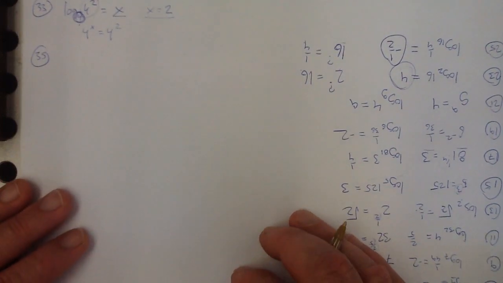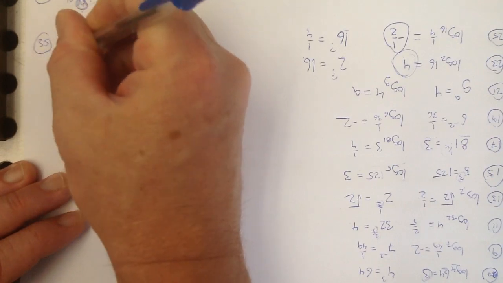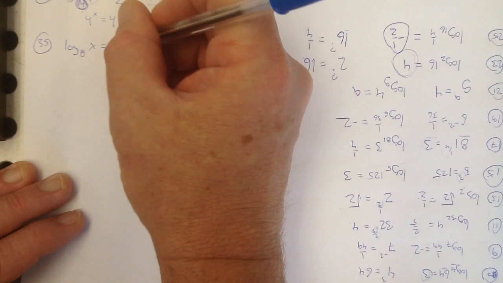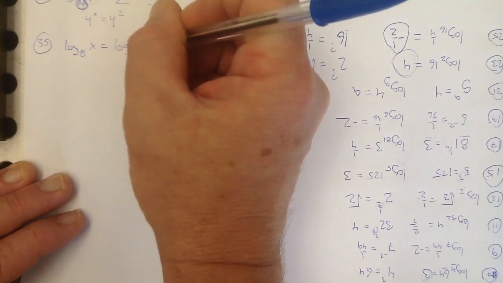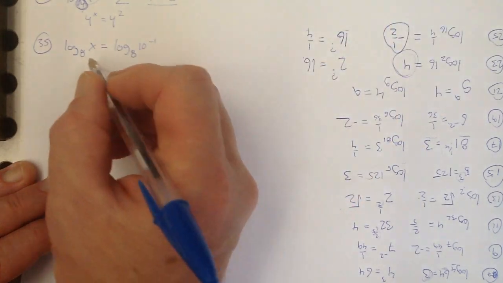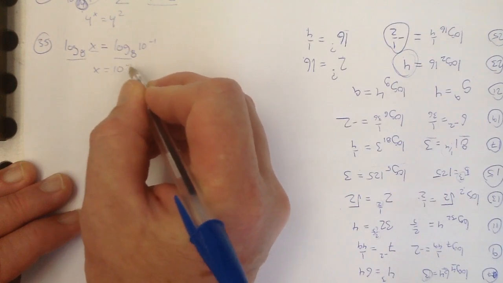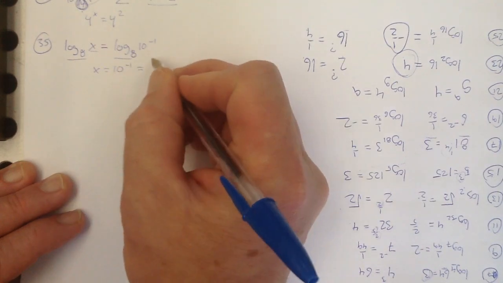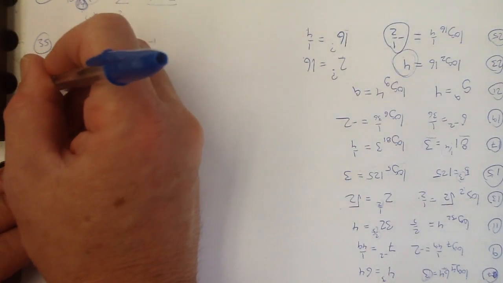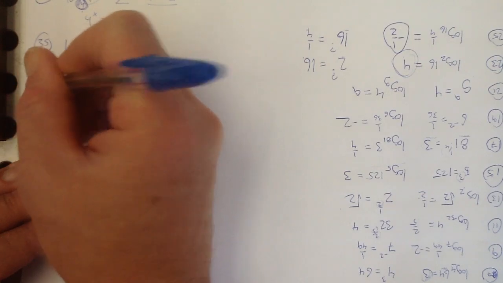If logarithms are very confusing and mysterious to you, these are problems that you want to practice more than one time. Because once you understand what's happening, it ain't that hard. If I have log base 8 of something equals log base 8 of something, then they must just be equal, and 10 to the negative 1 is 1/10. That's 35. Number 37.